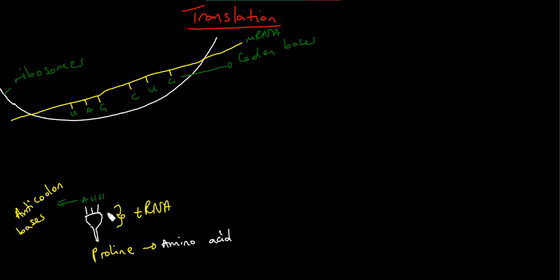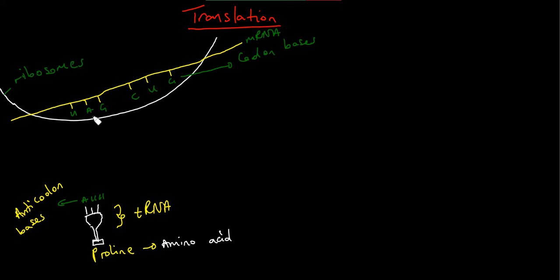So you need to understand that transfer RNA has anticodon bases, and it also carries an amino acid. We can give an example of proline. Again, you don't need to remember names of amino acids. You also don't need to remember which triplet bases code for certain amino acids. There's no need to remember that.